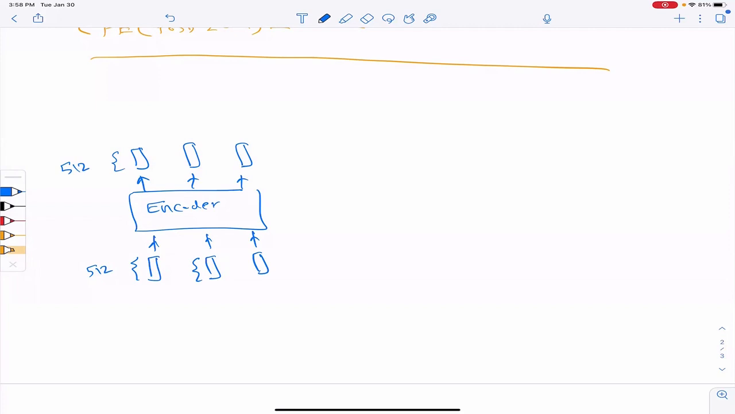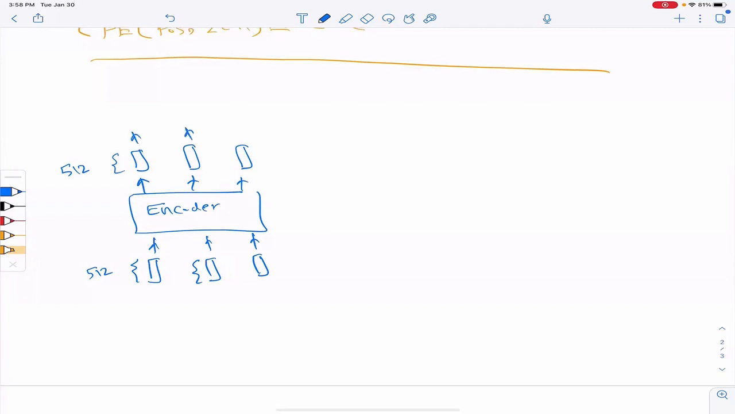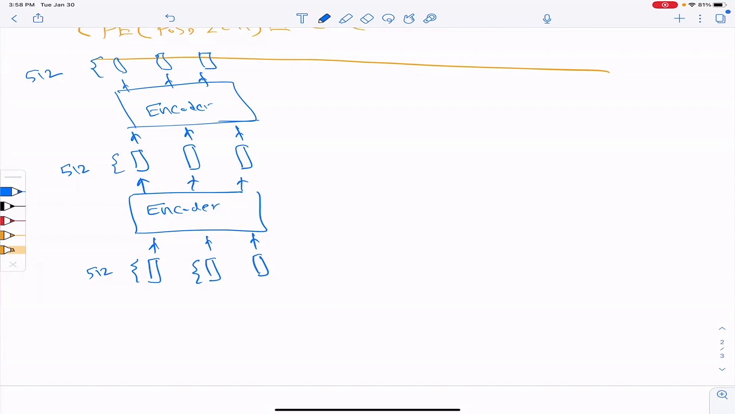Okay. Can I add another encoder on top of it? Yeah, because the same length, right, in terms of the vectors. Now I can add another encoder on top of it, and I will get the outputs as, again, 512 vectors.